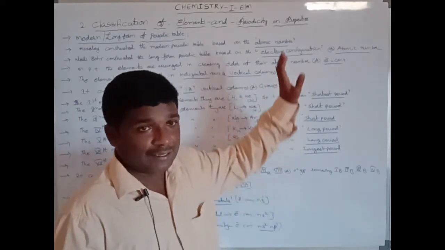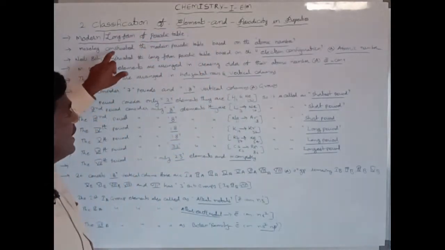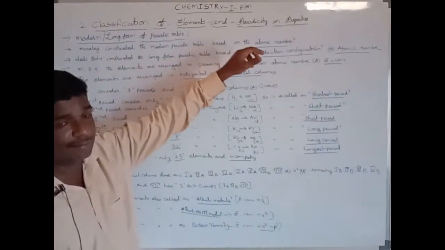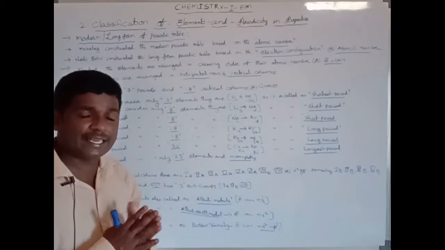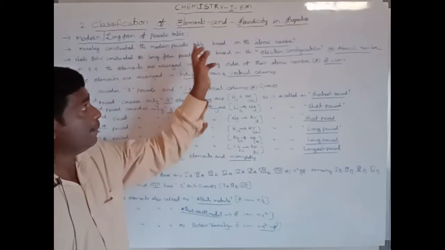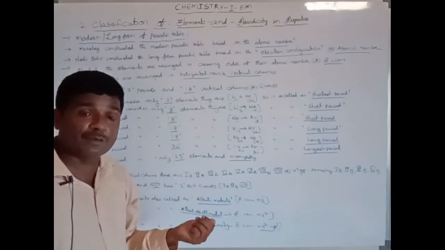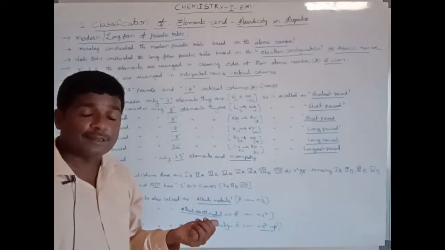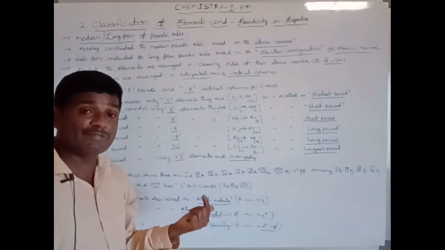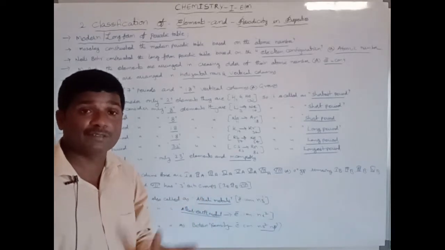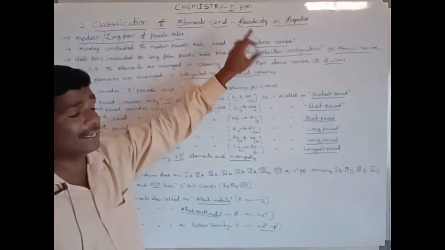Here is the modern periodic table, or long form of the periodic table. It is constructed based upon atomic number. But the Mendeleev periodic table was constructed based upon atomic weight. Here the modern periodic table is constructed based upon atomic number.